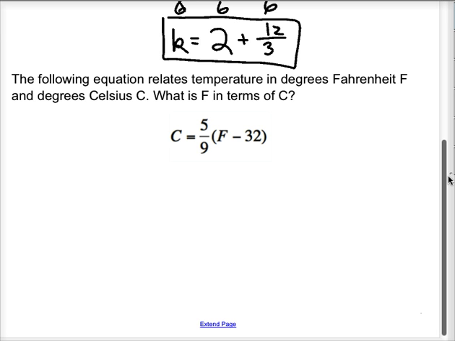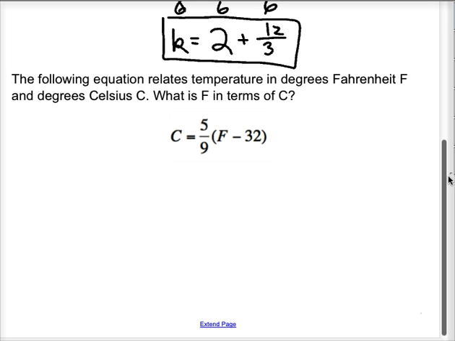So let's take a look at this. The following equation relates temperature in degrees Fahrenheit and degrees Celsius. What is F in terms of C? So this is a prompt for the same thing. So if we want F in terms of C, what that means is we really want to get F by itself. So it's the same type of thing, just a slightly different sounding prompt.